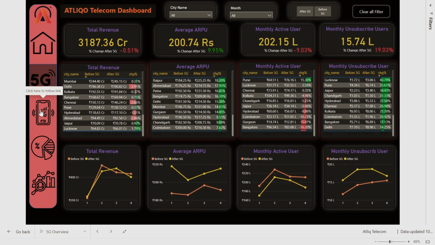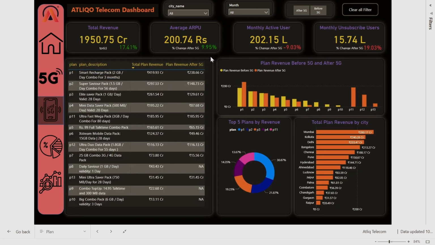Let's see the plans overview page. This is the plans overview page, where at the top we can see the same filters and KPIs, and below that we can see the key metrics of plan with plan description, total plan revenue, and plan revenue after 5G. And if we go here, we can see the column chart of plan revenue before 5G and after 5G. And below that we can see the donut chart of top 5 plans by revenue, and here we can see the total plan revenue by cities.